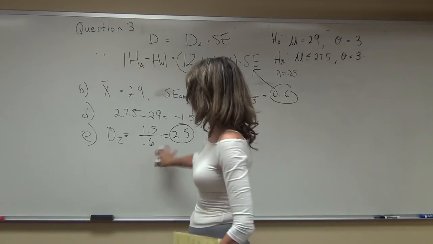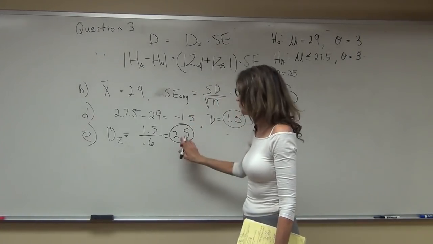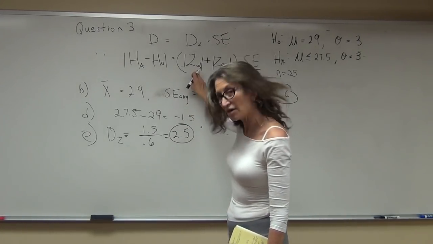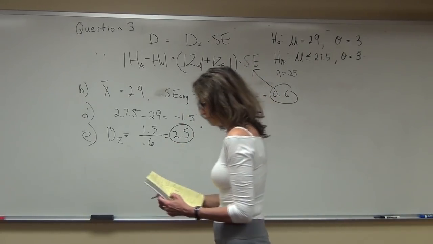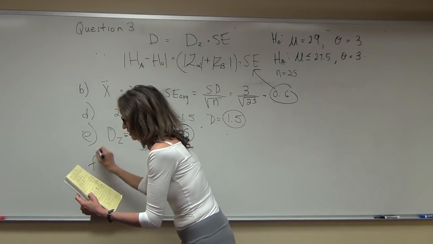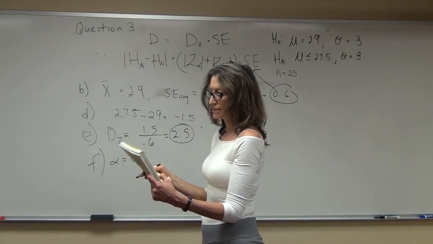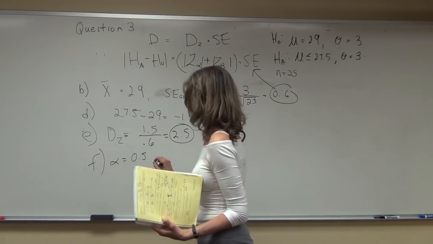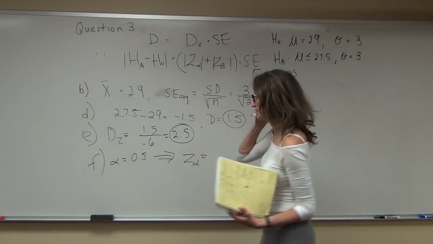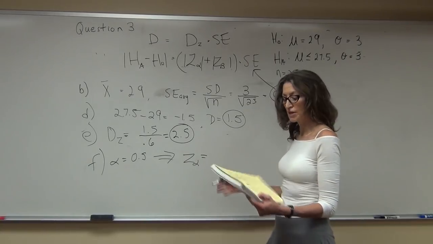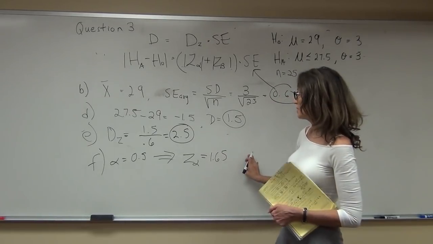Now the next question says, how do we want to get z alpha and z beta? Well, z alpha is set by the significance level. So if alpha equals 0.05, what's that going to lead to? We just did that on the previous problem. Z alpha for a one-tailed test is going to be 1.65. So then what's z beta?